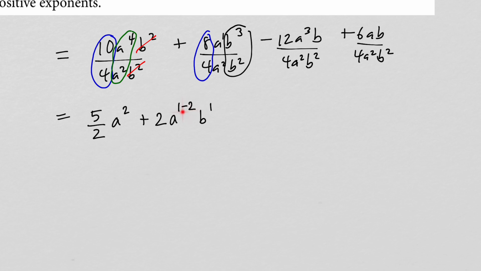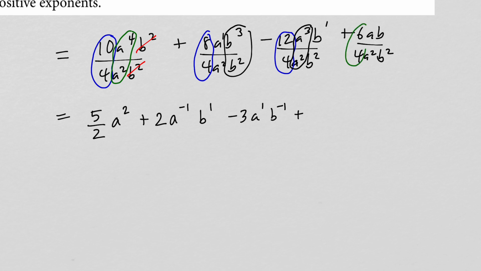But right here, 1 minus 2, which comes from this exponent minus this exponent, this is negative 1. So let's go ahead and change that to a to the negative 1 power. So we're going to have to rewrite that in the end. Then we have negative 12 divided by 4, which is negative 3. And then a cubed divided by a squared is a to the 1. And then b to the 1 divided by b to the 2 is b to the negative 1.